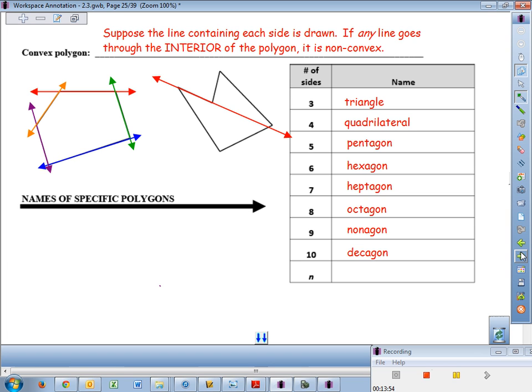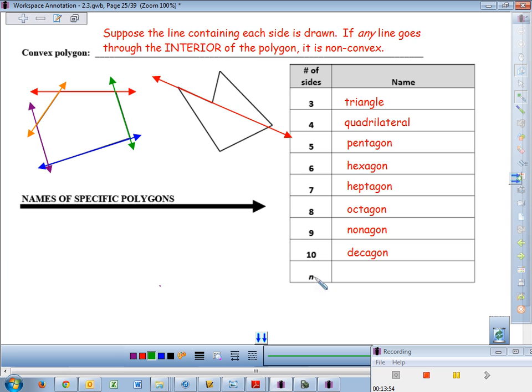There are other names for special ones, like an 11-sided has a special name, 12-sided is a dodecagon, and 20 sides has a special name, 40 sides, 50 sides. They all have special names, but this is all we care about right now. So what would you call a 13-sided polygon? Or a 15-sided polygon? What would we call them?